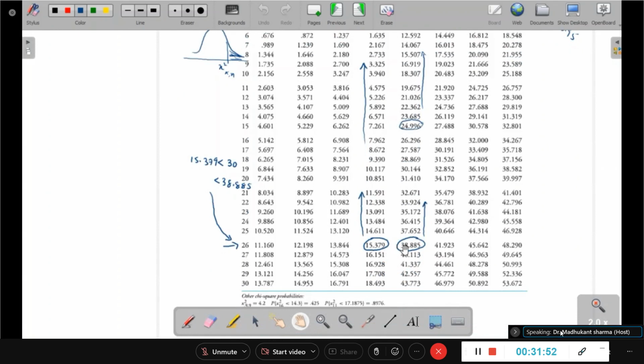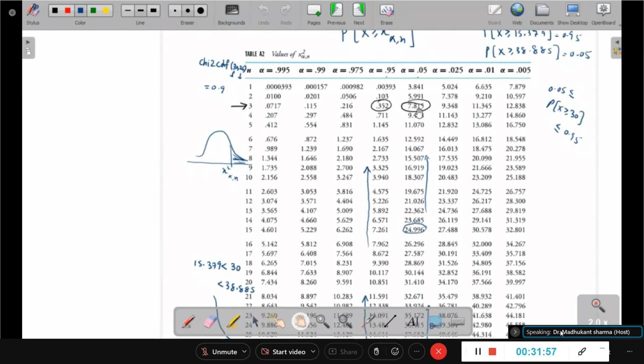Okay, 30 lies very close to 38, then 15. So it is almost 0.05. That means just a little more than that, or I don't know what we can say about it. So it is almost near 0.05. Now, this is a function.